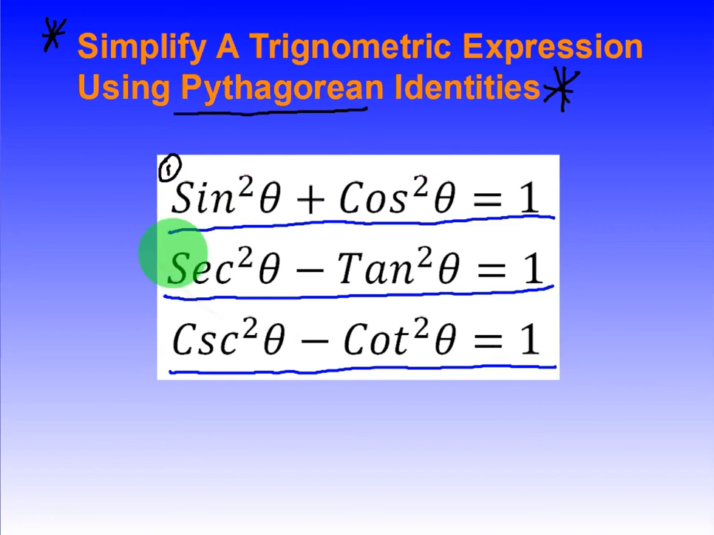Okay, so now that we've looked at the Pythagorean identities proof, I wanted to briefly go over with you how to easily remember all these Pythagorean identities. We're going to need to know this because we're going to simplify trig expressions using these identities, and you really need to know these by heart.